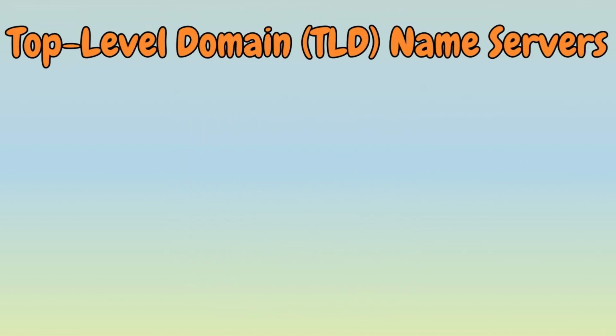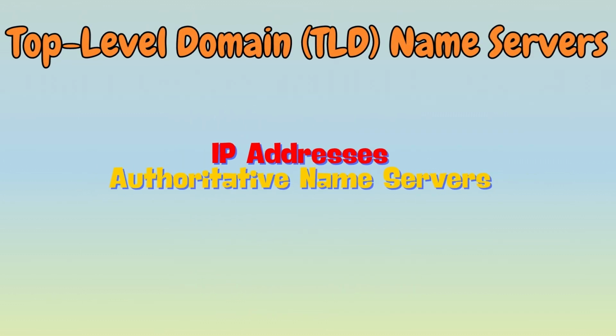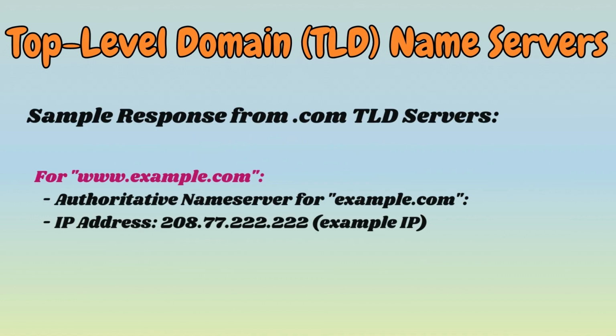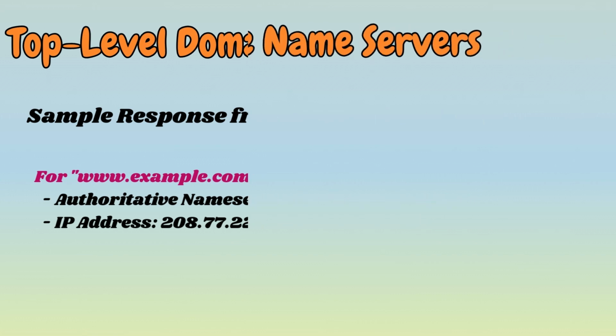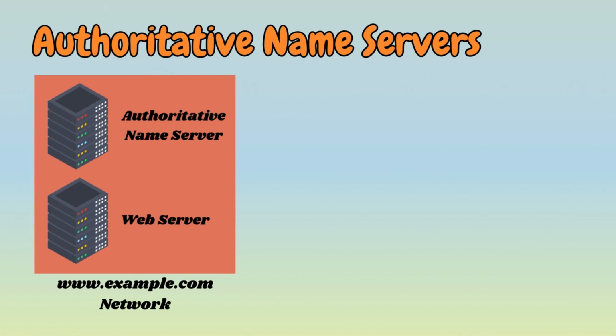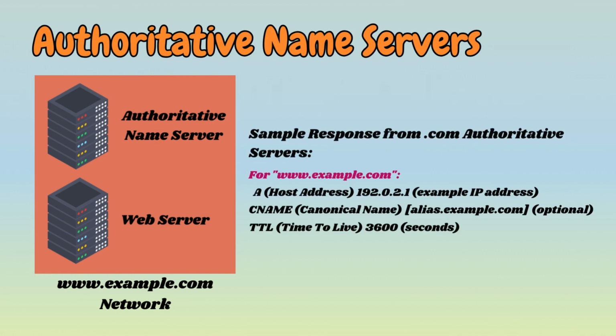Top level domain name servers store the IP addresses of authoritative name servers. When required, they return a list of IP addresses belonging to the authoritative servers of the organization. Authoritative name servers belong to the organization and provide the IP addresses of web or application servers. They serve as the final authority for DNS resolution within the organization's domain.